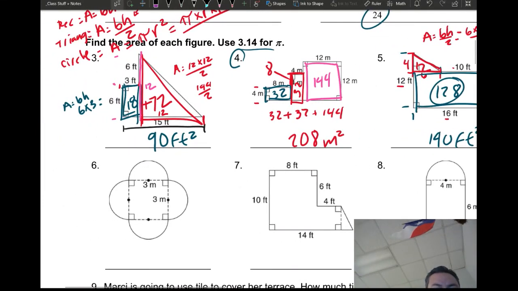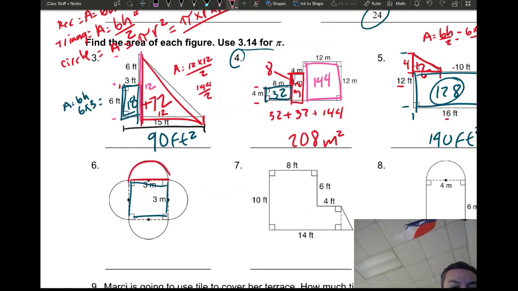Number 6, we have a square and 4 semicircles. A semicircle is half a circle. If I have 4 semicircles, that means that I have 2 circles. Okay? 4 semicircles is 2 circles. Now, do you need to find 4 of them separately? I wouldn't, because it's just a waste of time.